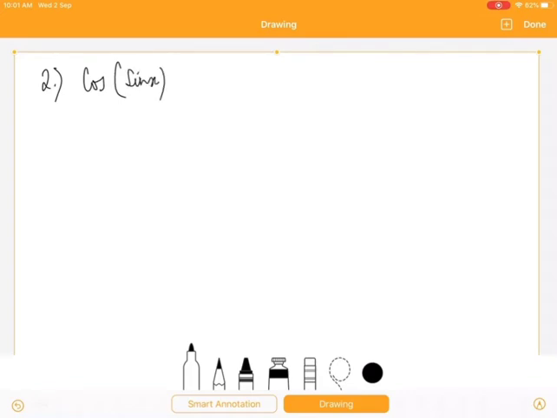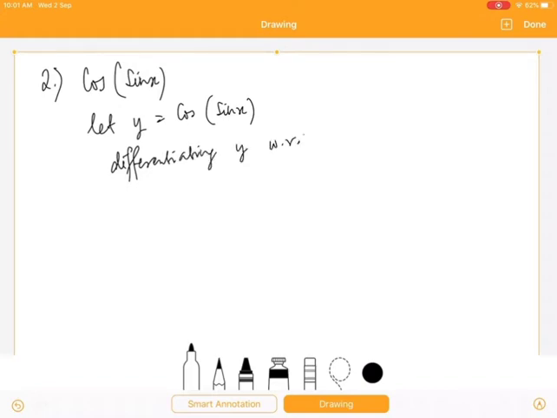So what I will do is let y is equal to cos of sin x. So here what we have is that we will differentiate this. So differentiating y with respect to x, what we have is dy/dx, and the differentiation of this is d/dx of cos of sin x.